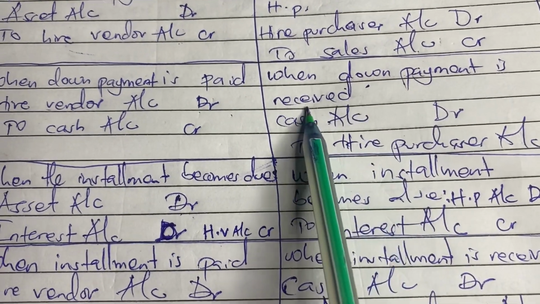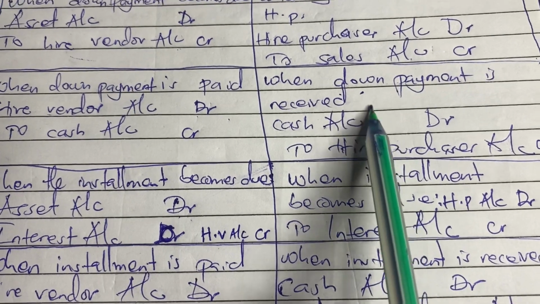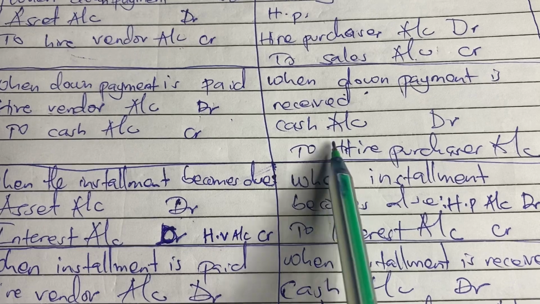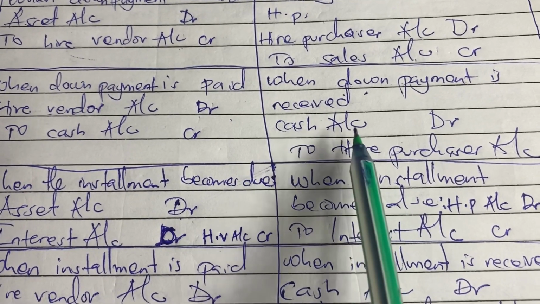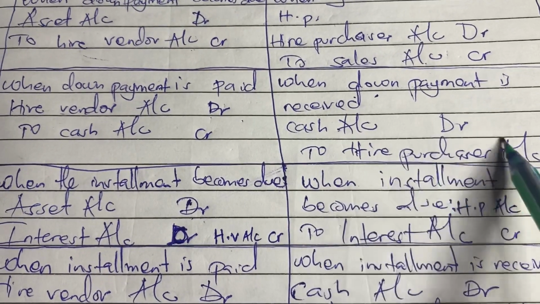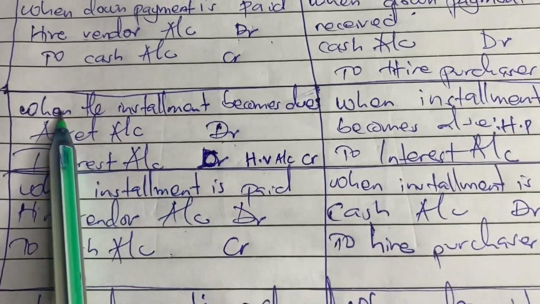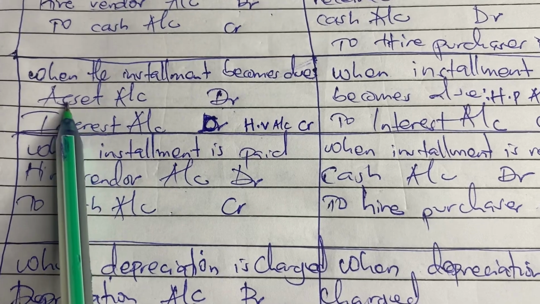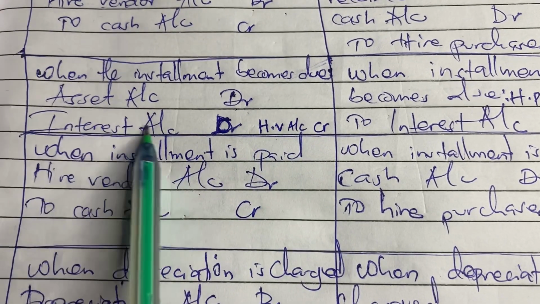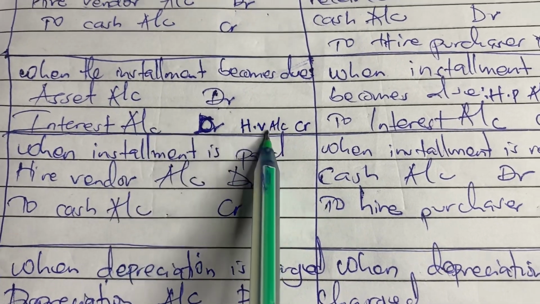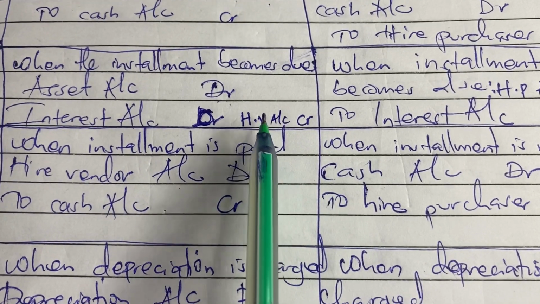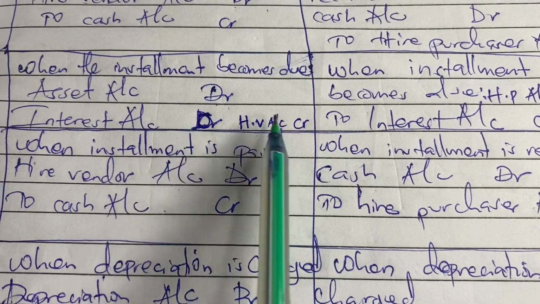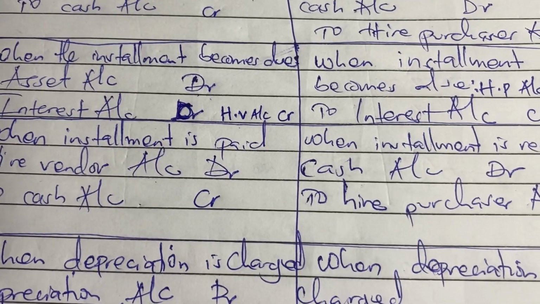Then when down payment is received, the seller is receiving money, so we debit the cash account. Then the debt that they're demanding is reducing, so we credit the hire purchaser's account. Then when the installment becomes due, we debit the asset account and also debit the interest account, but then we credit the hire vendor's account. It has become due, it is not yet paid.